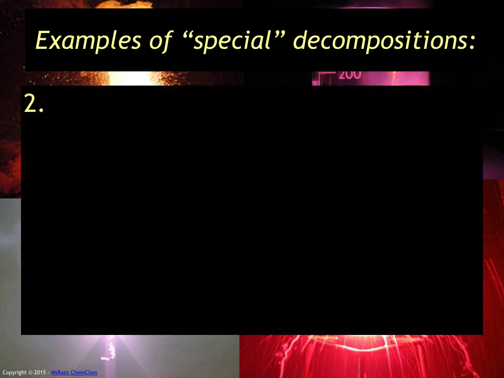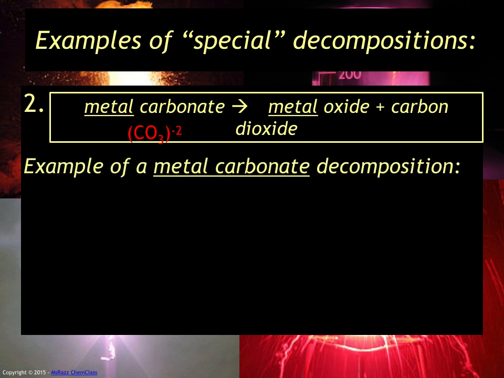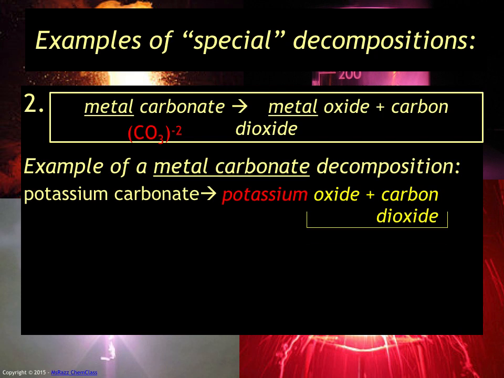Another example of a special decomposition is a metal carbonate. Carbonate is CO3 with a -2 charge. It will always yield that metal oxide and carbon dioxide. So for example, potassium carbonate, when that decomposes, will decompose into potassium oxide and carbon dioxide. And again, that yellow part is always a part of the product.